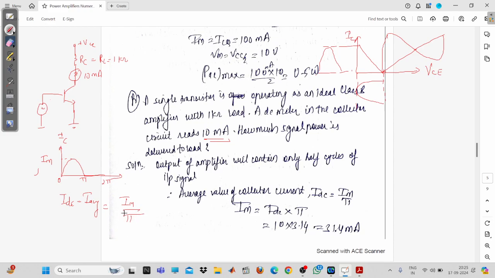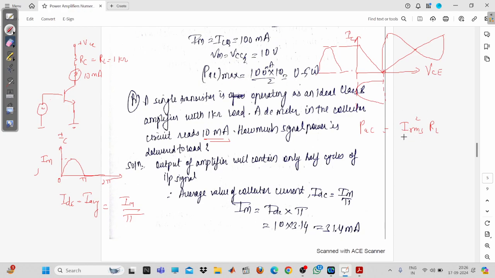Now, what is to be evaluated? You will have to evaluate the signal power which is delivered to the load. Signal power means what? Which power are you talking about? Signal power means the AC power. So AC power will be equal to how much? That is I RMS square into RL. Why have we taken I RMS? Because we are dealing with the current only. You can also say that PAC can be written as VRMS into IRMS, or VRMS square upon RL, or IRMS square into RL. Now, we don't have any information about the RMS value.